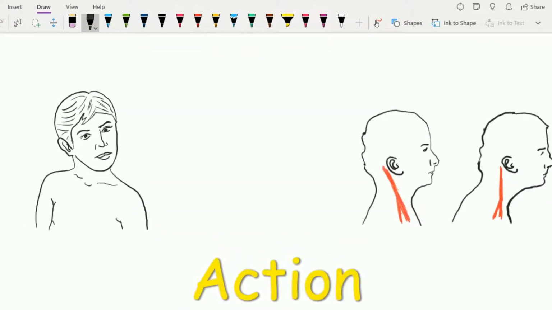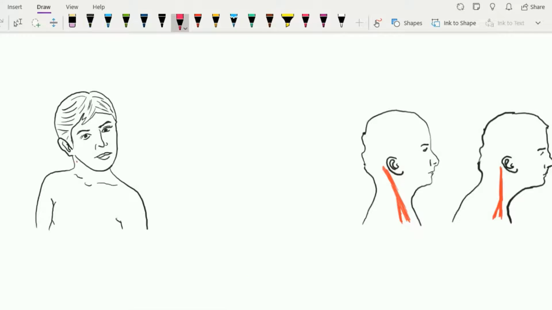Now let's see the action of this sternocleidomastoid muscle. When the sternocleidomastoid muscle of one side gets contracted, so we can say unilateral contraction of this muscle will lead to bending of the head to the same side, as well as turning of the chin to the opposite side.